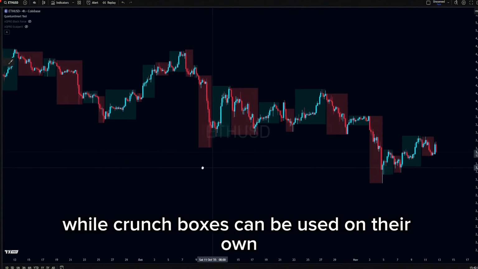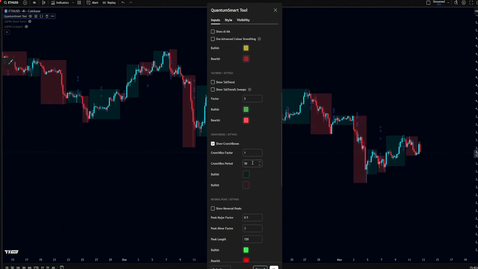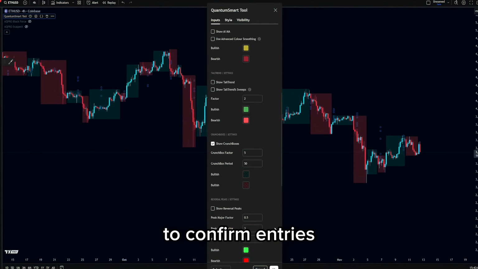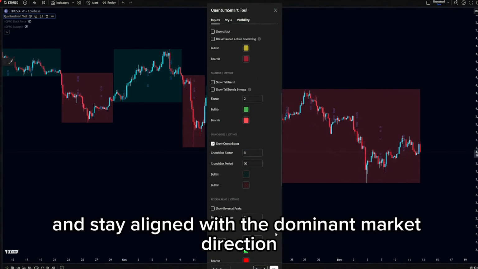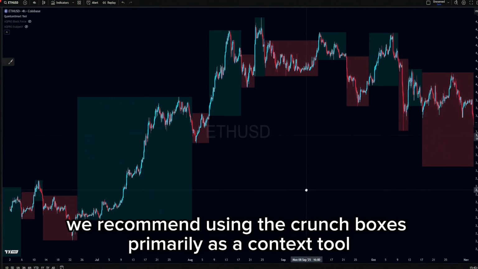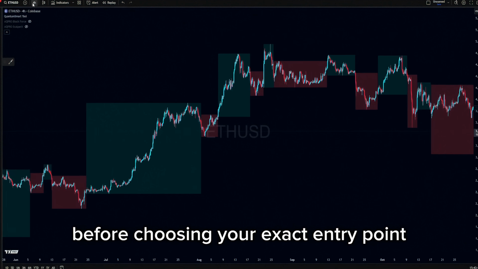While crunch boxes can be used on their own, they work best in combination with other Acro tools, such as the AI moving average or tail trend, to confirm entries and stay aligned with the dominant market direction. We recommend using the crunch boxes primarily as a context tool to understand the broader trend and volatility landscape before choosing your exact entry point.